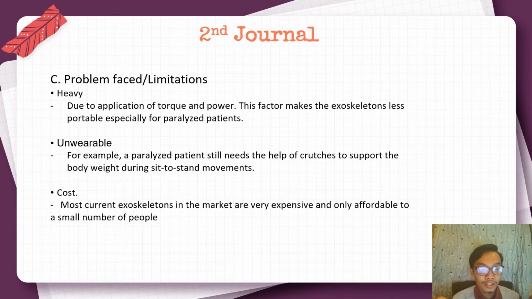The second one is that it is not fully wearable. For example, a paralyzed patient still needs the help of arm crutches to support the body weight during the sit-to-stance movement. The third one is cost. Most current exoskeletons in the market are very expensive and only affordable to a small number of people.